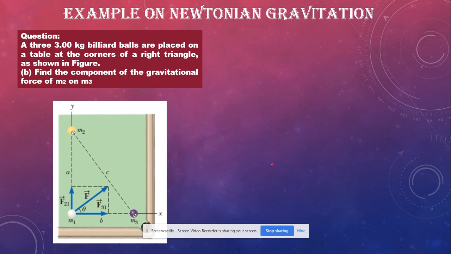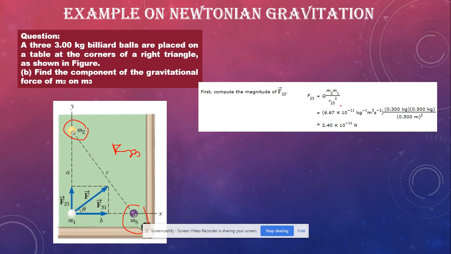Now, using similar equations and a similar figure, question B asks you to find the component of the gravitational force of this ball due to this ball. So our F is equal to F23. To find F23, I will use these equations again. Let's say the distance of 23 is equal to 0.500 meter. So the value of F23 is equal to 2.4 times 10 to the power of negative 11 Newton.